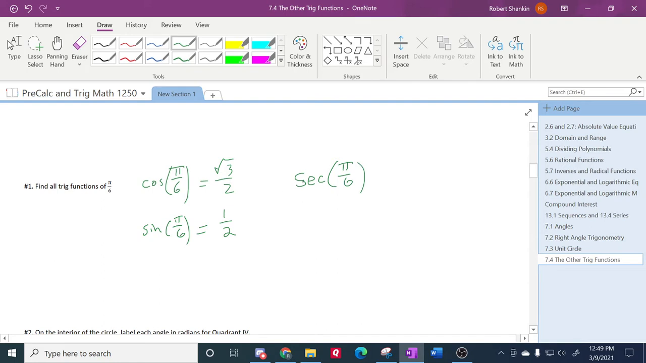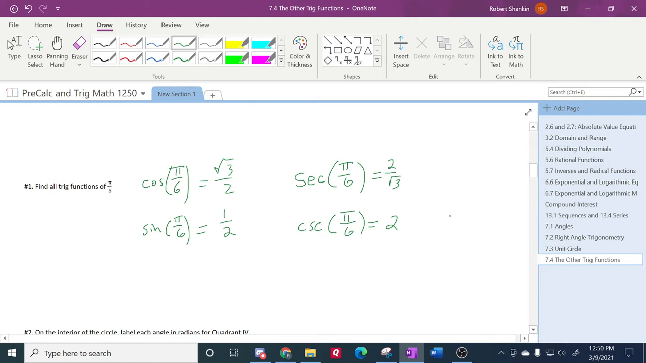That's the same as this, but flipped over. So it's 2 over square root of 3. And secant and cosecant, as long as I don't start with the same letter, I have the reciprocal of it. Flip the 1/2 over and you get 2. And then we have tangent and cotangent.